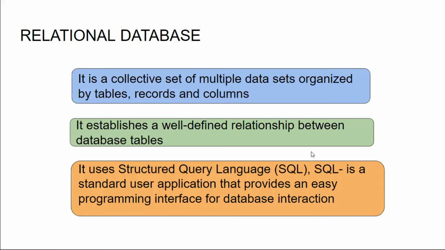A relational database is a collective set of multiple data sets organized by tables. In a table, we will have records and columns. This is how the tables are organized in a database. There is a relationship between each and every table, and this arrangement we call a relational database.